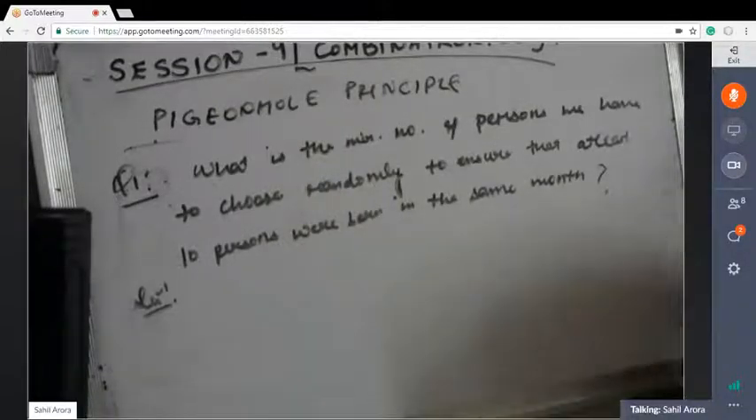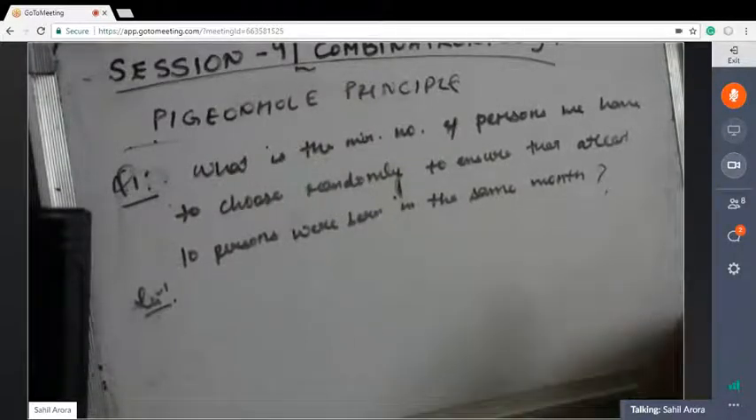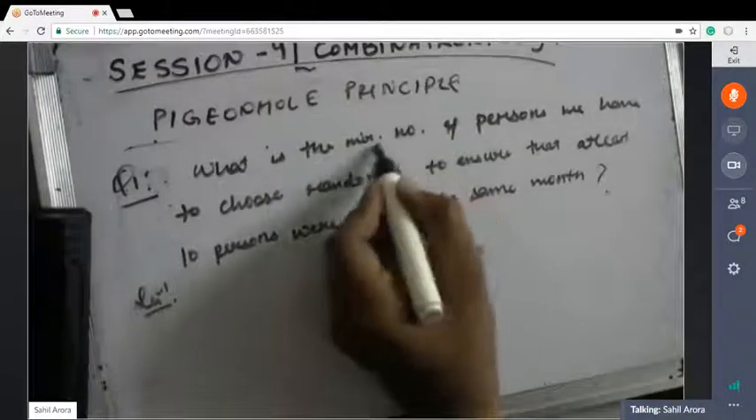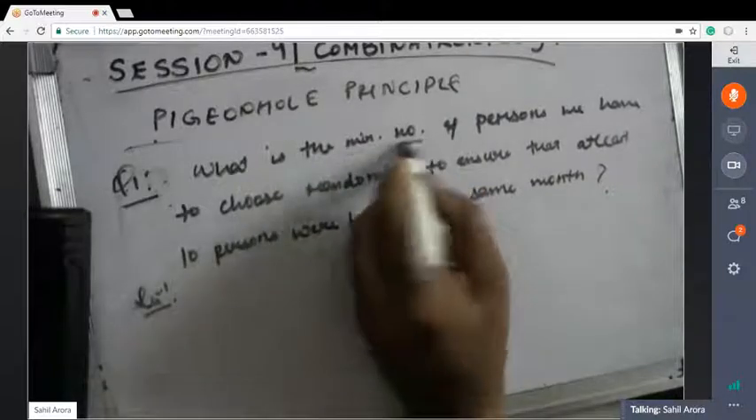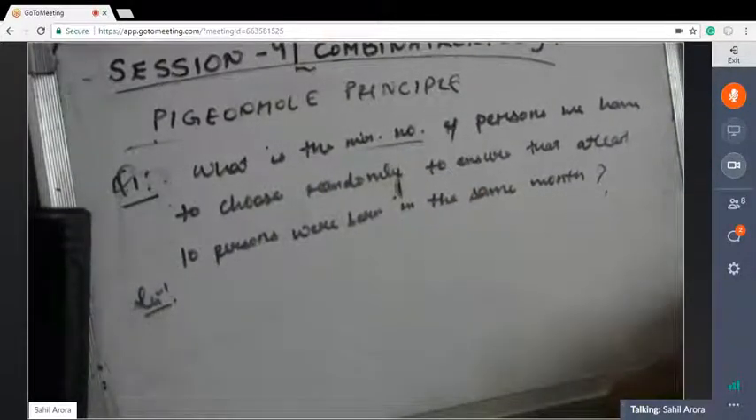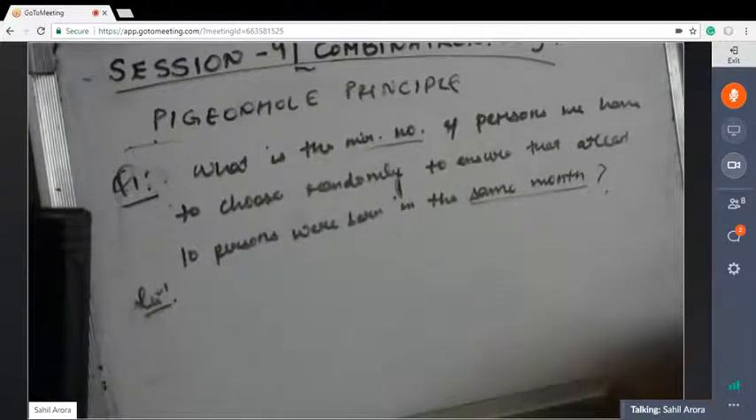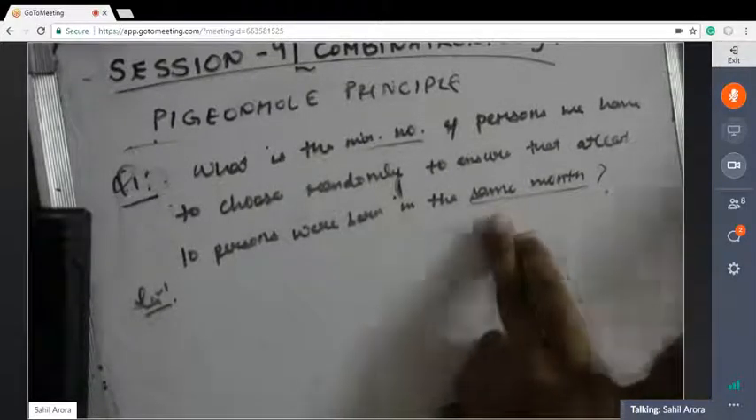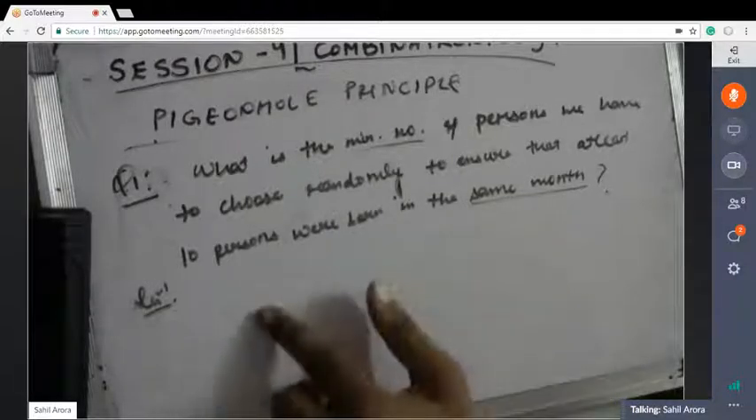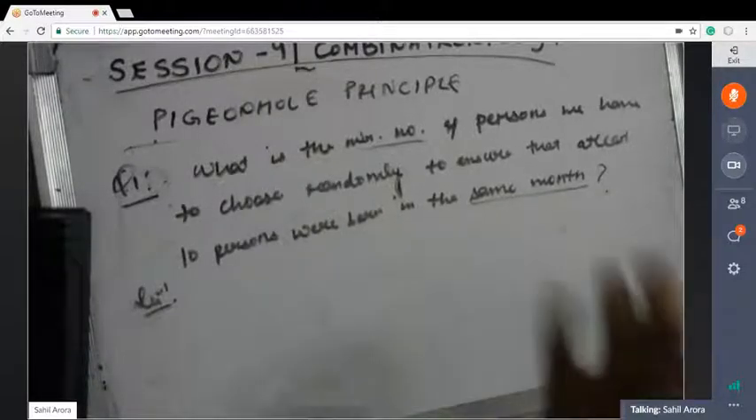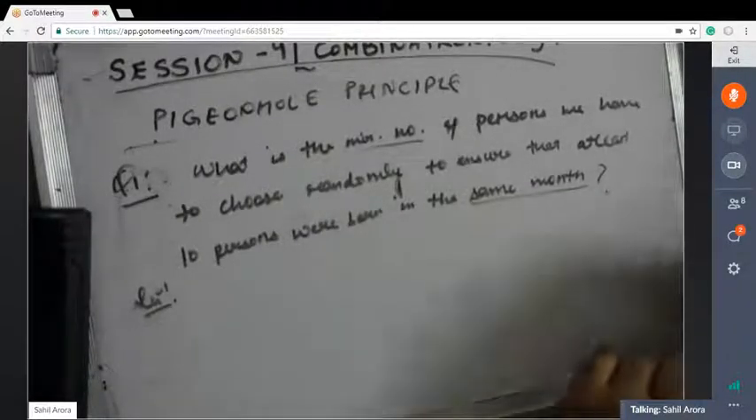So first thing is, how do I know that this is a question of pigeonhole principle? The biggest clue that we have to apply the pigeonhole principle is the word minimum. Whenever we get the word minimum, it is a very strong indication that we have to apply the pigeonhole principle. And second thing is, they are saying that we are having the same month. So it is actually saying that we are going to have 12 pigeonholes. The first pigeonhole is, let's say, for the January month, and the second pigeonhole will be for February, and so on. So this whole question gives us indication that we have to apply the pigeonhole principle.